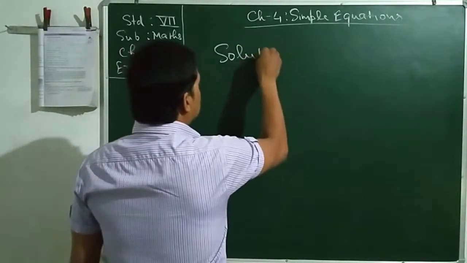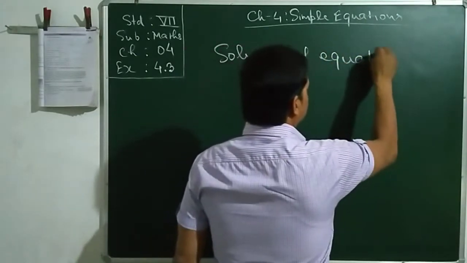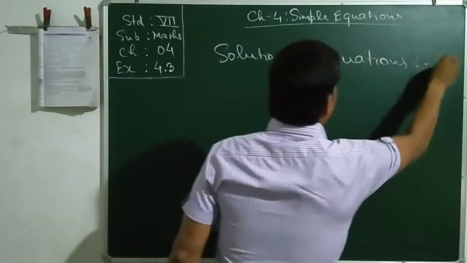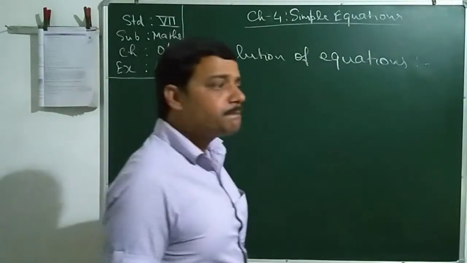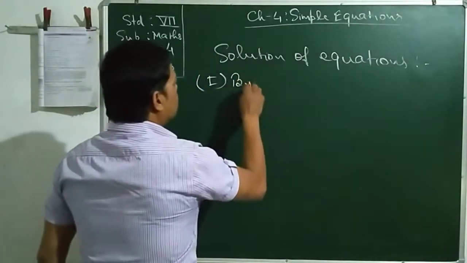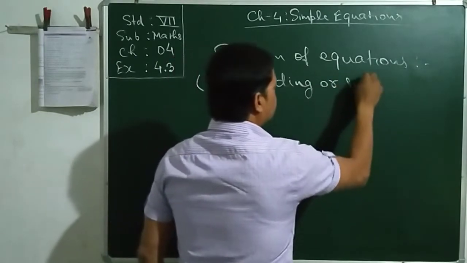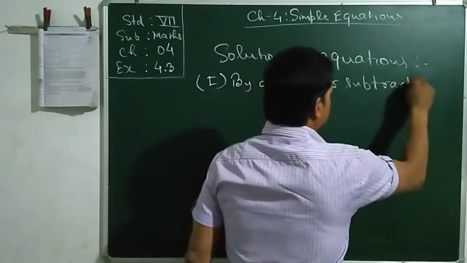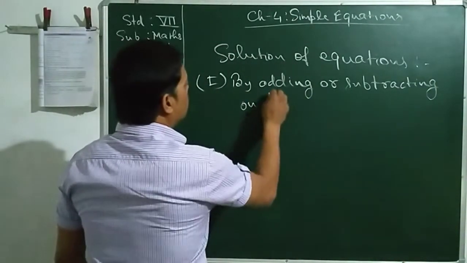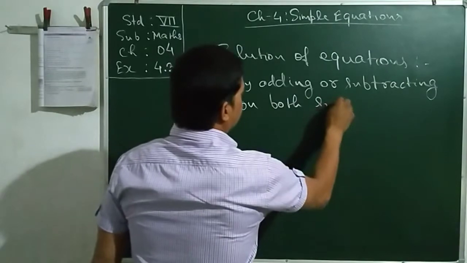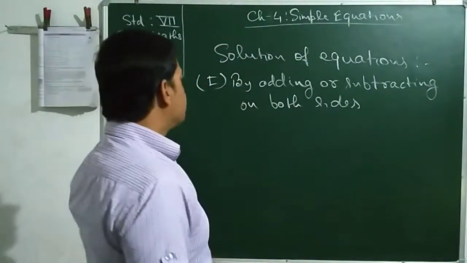So to find the solution of equations, we can use two ways. The first one, that is by adding or subtracting on both sides. To clarify it, I would like to give you one example.